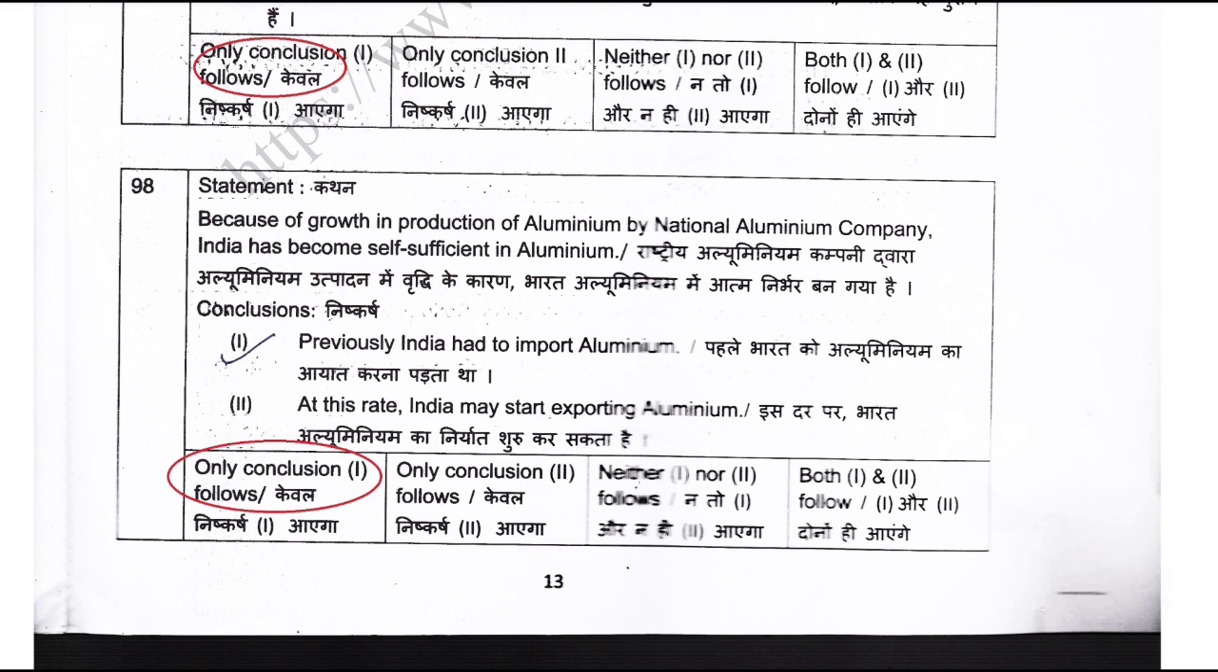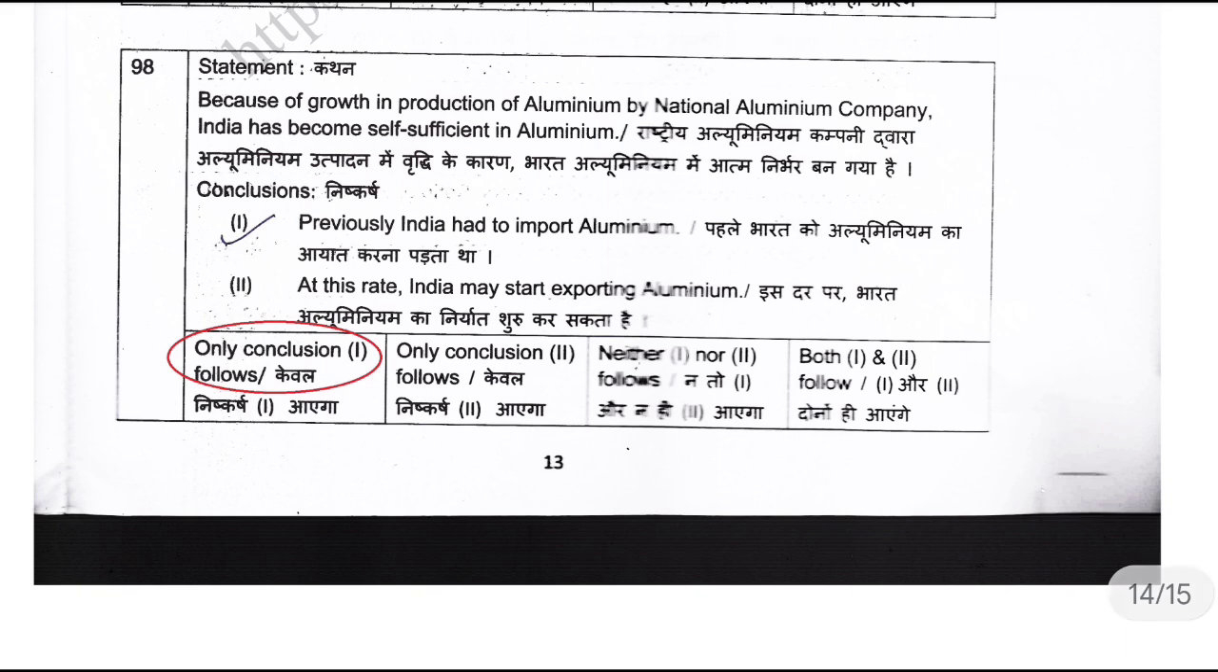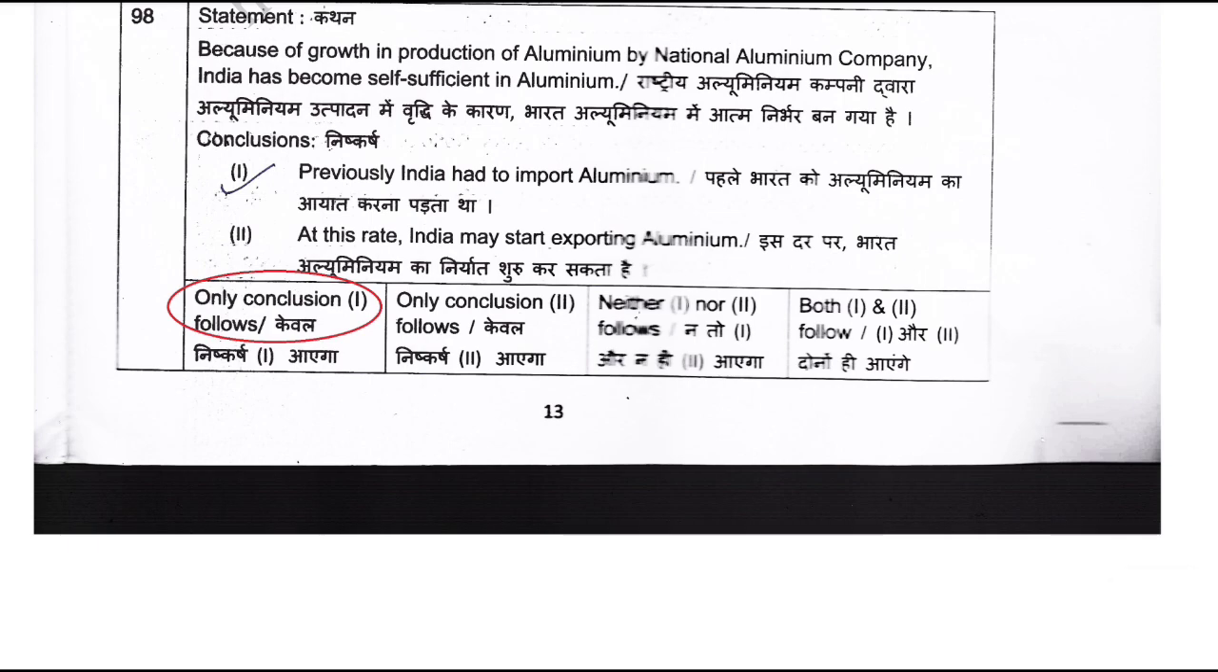Because of growth in production of aluminium by National Aluminium Company, India has become self-sufficient in aluminium. Conclusion: previously India had to import aluminium. At this rate, India may start exporting aluminium. Only conclusion 1 follows.